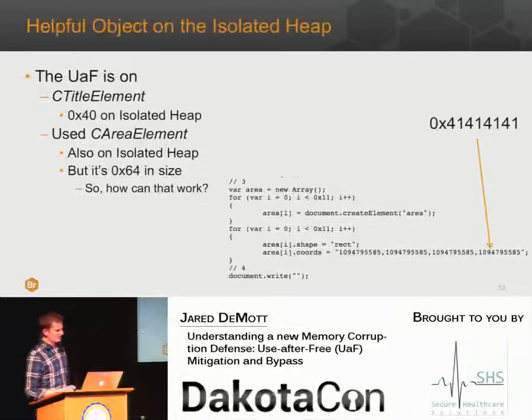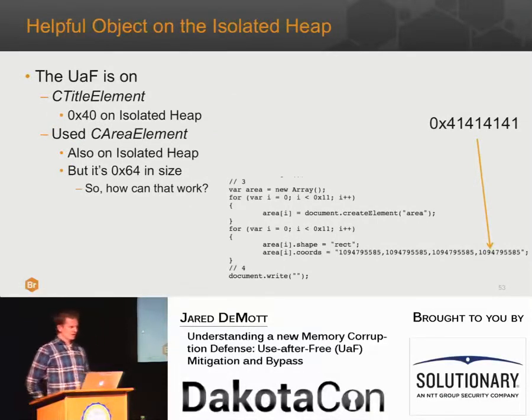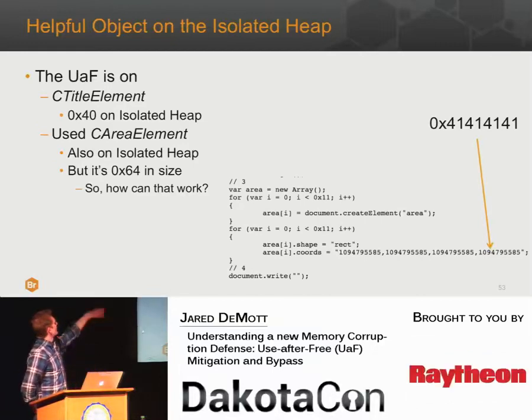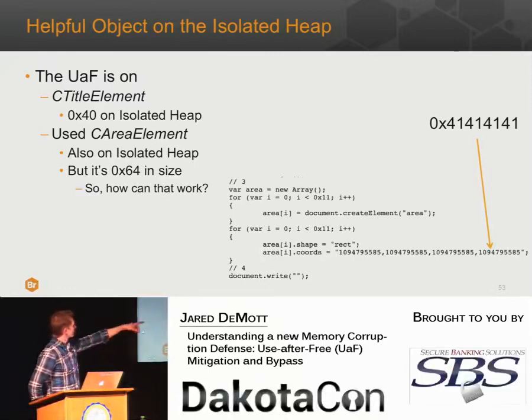Well, one of the other things that's interesting about it, to answer my other question, is does the object that we replace, the original object, have to be the exact same size? And the answer is really no. Because the object that gets used and then freed and then later used again is of size hex 40 on the isolated heap. And the object that we used to replace it was of size 64, which normally wouldn't work, but we'll see why that works.